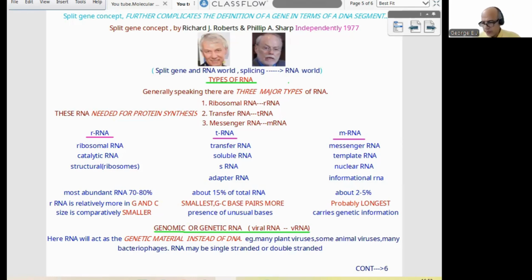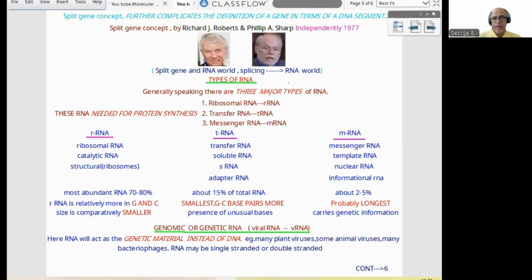So first we can proceed with the rRNA, ribosomal RNA. rRNA is concerned with the catalytic activity. Ribosome will be remembering catalytic RNA, structural ribosome link, so structural RNA. This is supposed to be the most abundant RNA, 70 to 80% of RNA comes under this category. rRNA is relatively more in G and C. Size is comparatively smaller.